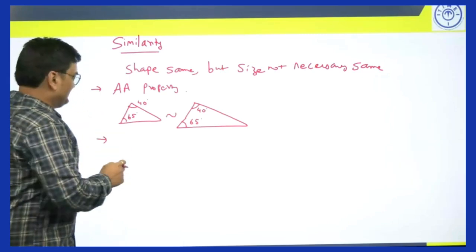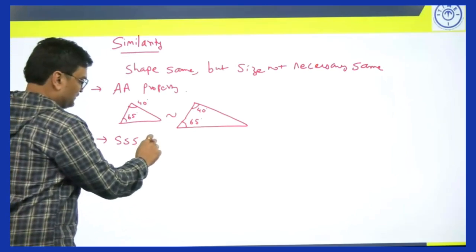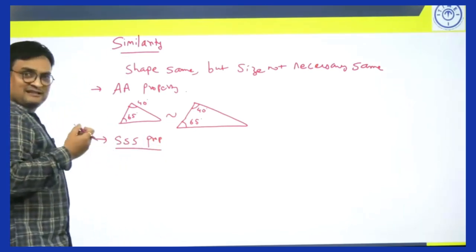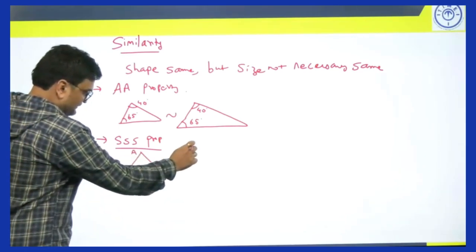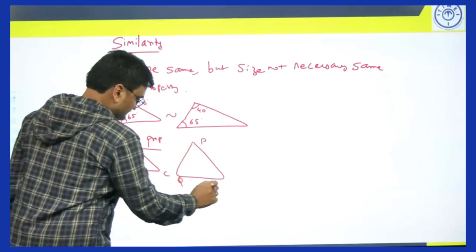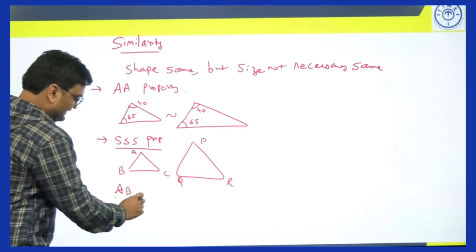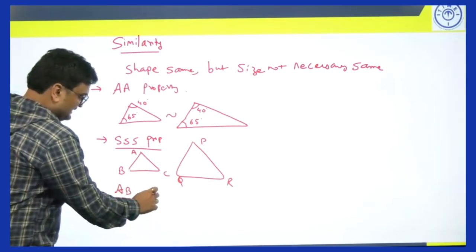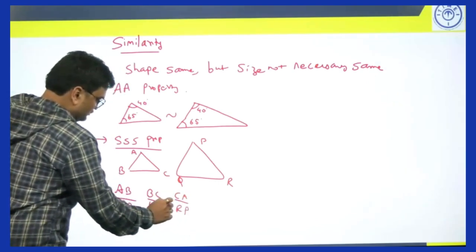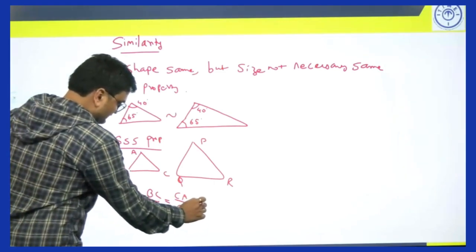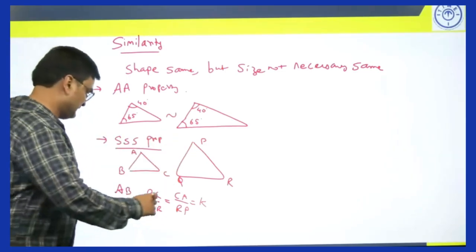One more way to prove similarity is SSS similarity. It's side, side, side similarity. So this is the SSS property. What it states is, if you take two triangles ABC and PQR, and you notice the ratio of the corresponding sides, meaning the ratio of the side length of AB with PQ, BC with QR, and CA with RP, turns out to be the same, say equal to K, then we will say the two triangles are similar.